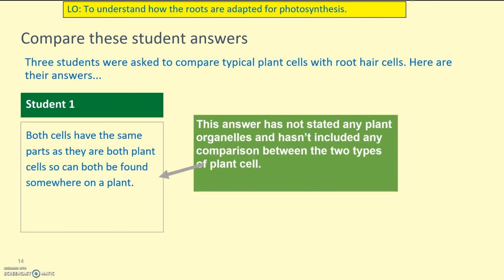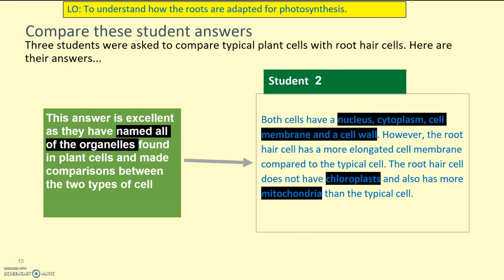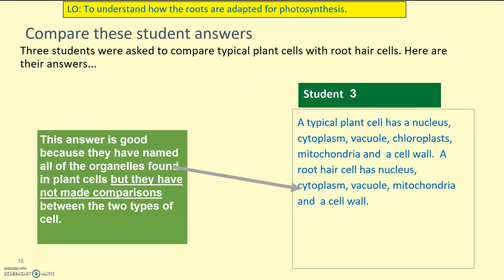You may have noticed that this answer did not state any plant organelles and did not include any comparison, and the question did require comparison. However, in this response, they named all of the organelles and they were able to make comparison between the two types of cell. And for student number 3, their answer is good because they named all of the organelles found, but they have not made comparisons between the two types of cell.